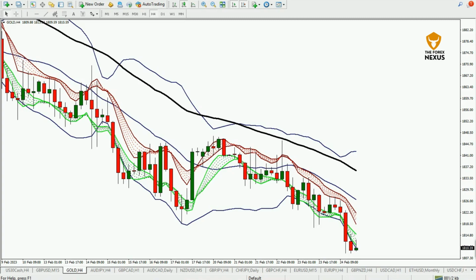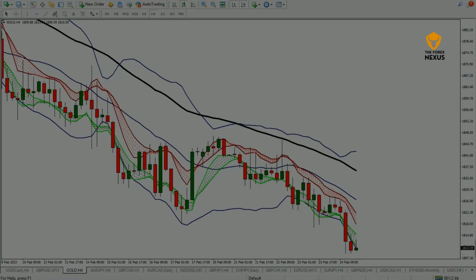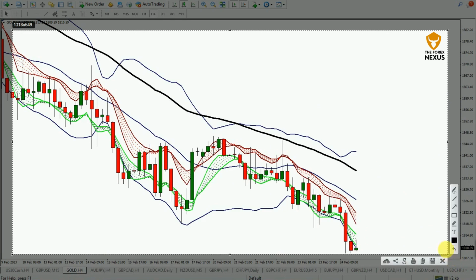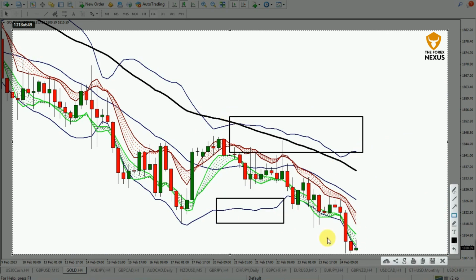First of all, we need to know this is the gold H4 time frame. We need to know about the Bollinger Bands, in which condition we are making trades now. So this is the upper band and the lower band. It means on the H4 time frame the market is ranging, it's flat, and this one is also flat.